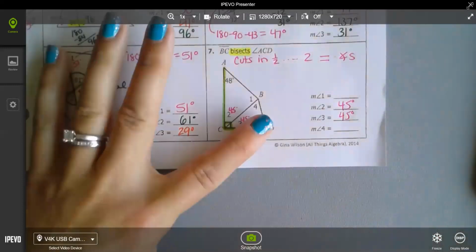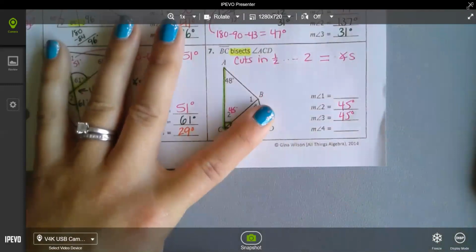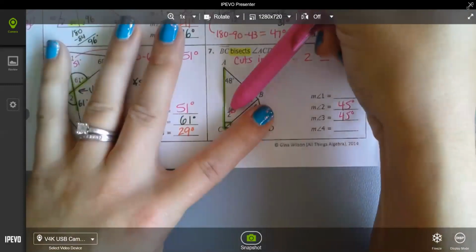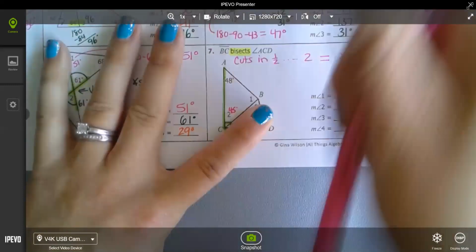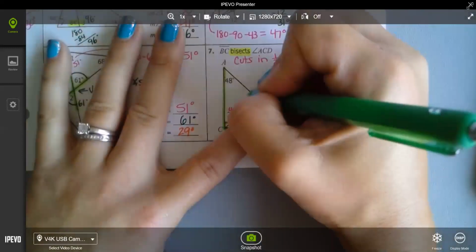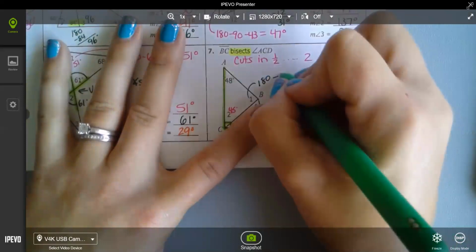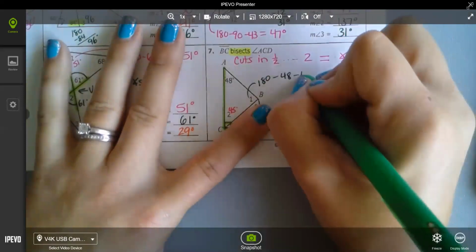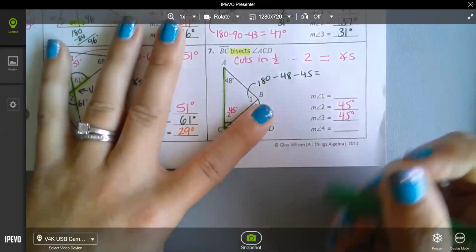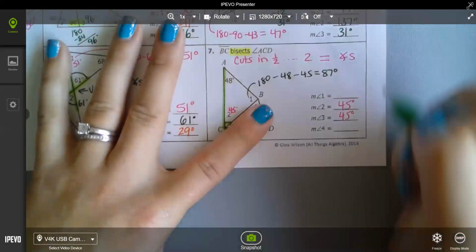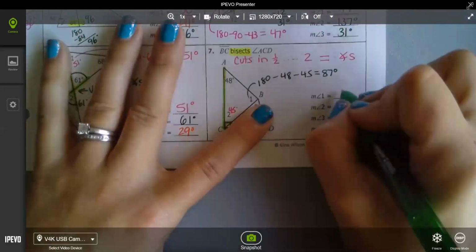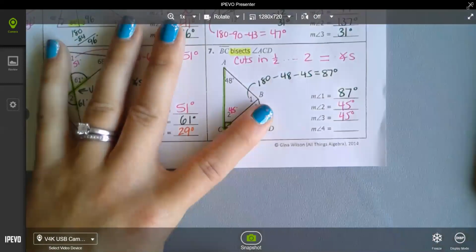All right, so now let me take a look at this triangle. I know 48, I know 45, so now we can find angle number 1. How do I do it? Triangle's 180, subtract away the 48, subtract away the 45, and that leaves us with 87 degrees. Angle 1 has to be 87 degrees.